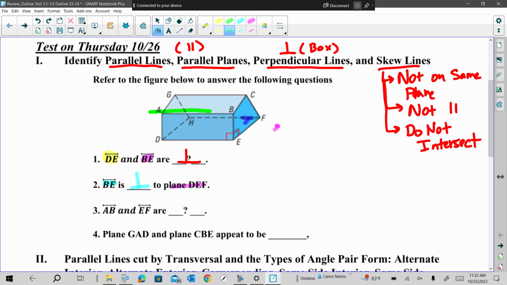is up here, kind of on the top, slanted, or in the front face. That's AB. And here's EF.